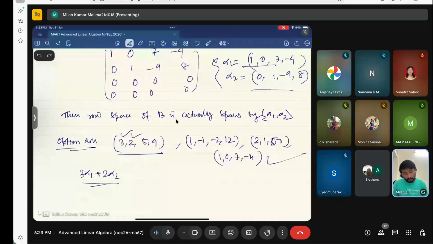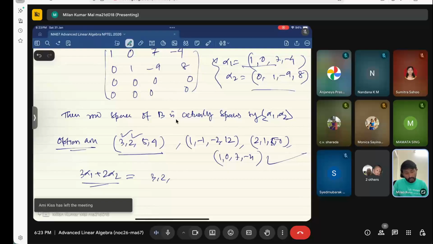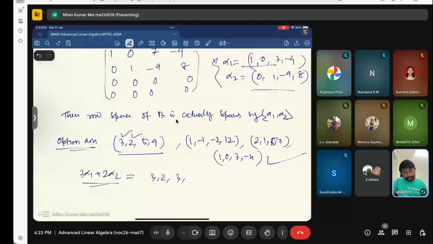So let's do 3 alpha 1 plus 2 alpha 2. What will I get? I will get 3, 2, 3 into 7, 21 minus 18, so that is 3. And 3 into 4 minus 8 plus 16, that is 12 minus 8 plus 16, that will be 20. But this is not matching. So this term is not in the linear span.